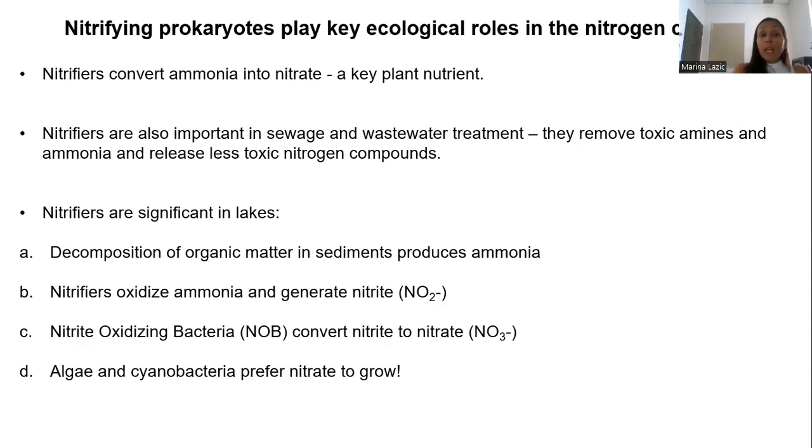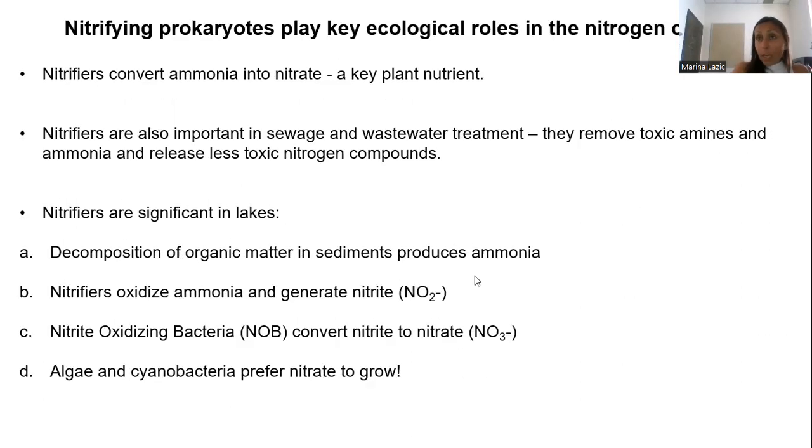Now, in lakes, where the decomposition of organic matter is highly extensive, ammonia will be produced, and ammonia oxidizing bacteria will oxidize ammonia to generate nitrite, and NOB will convert nitrite to nitrate. And nitrate is a great food source for algae and cyanobacteria. They prefer nitrate to grow.